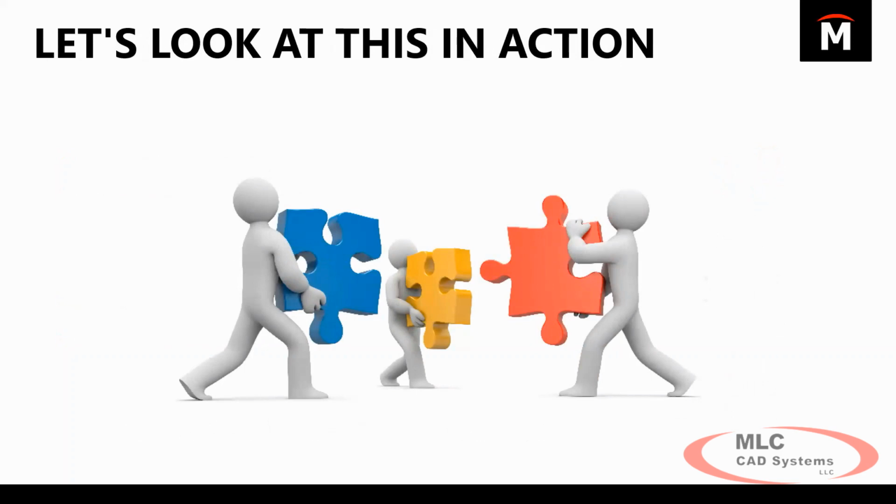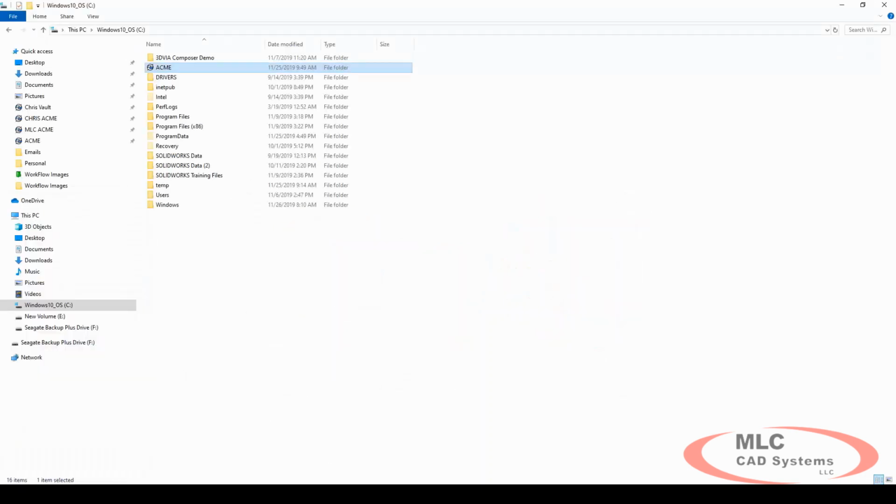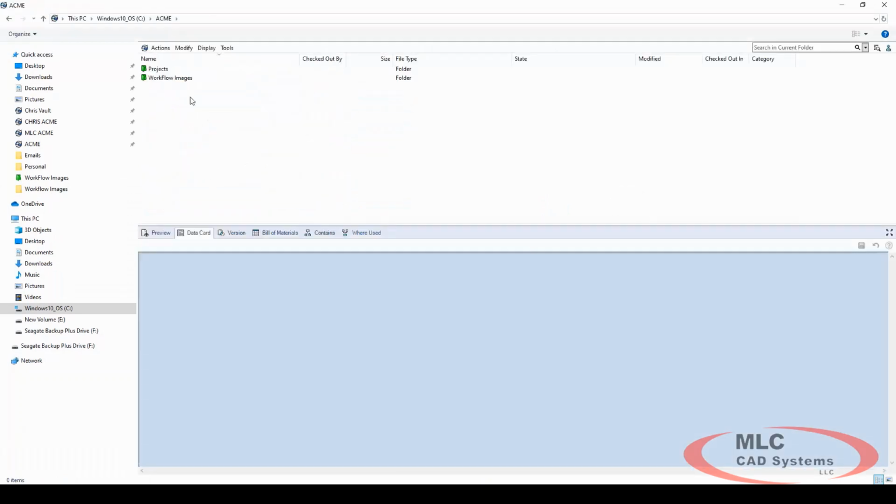Before I go over how to set this up, let's take a quick look at this in action so we can understand the benefits of this configuration work and really just determine if it's something that's going to help our organization. So let's take a look at my vault. Now here in my vault, I just have a couple of things set up at the current time and I have one file, just a SOLIDWORKS file.